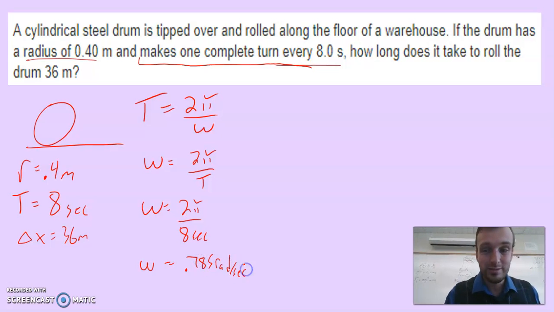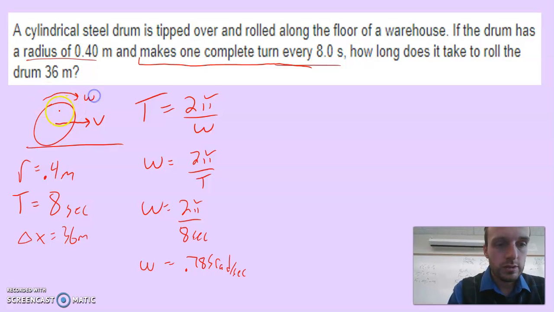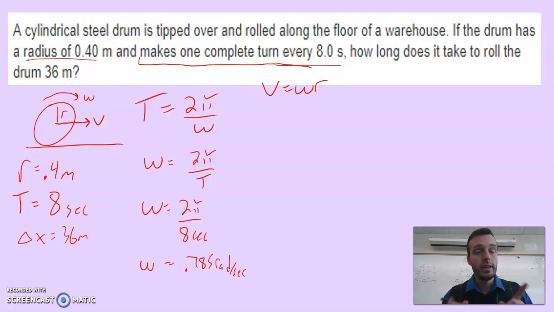Now you might say, well, Mr. Simkins, how does it tell me how long it takes to do this? Well, we don't know yet. But what we do know is last time we were together, we said that the velocity of the center of mass of a wheel that's rolling without slipping is going to be equal to omega r. This was a big equation that we established last time. Velocity is equal to omega r. If you're not sure why that equation exists, you can go back to our last lesson and watch that one.